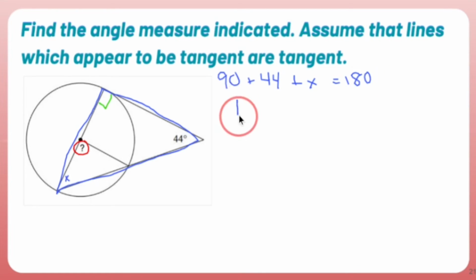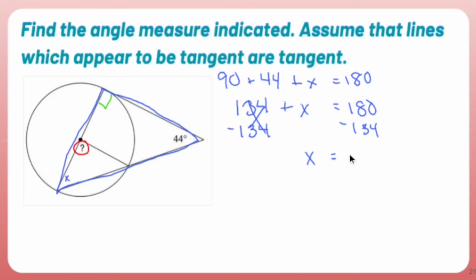90 plus 44 is 134, and now it's a one-step problem. Equals 180. I'm going to subtract 134 from both sides, minus 134, and X is going to end up being 46 degrees.